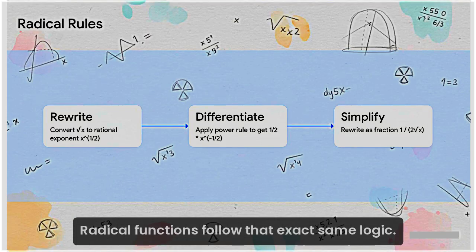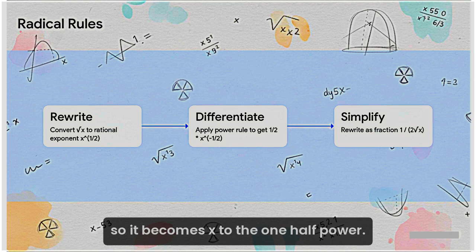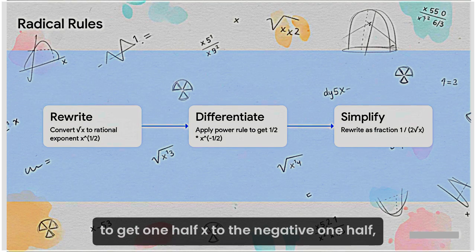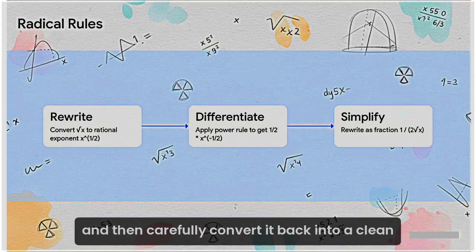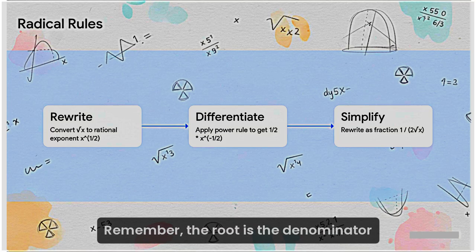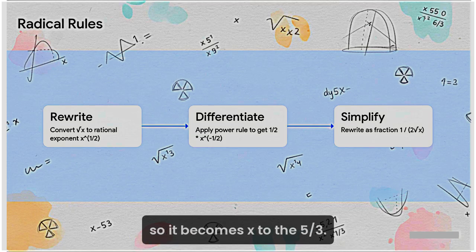Radical functions follow that exact same logic. Just rewrite the square root as a fractional exponent, so it becomes x to the 1/2 power. Use your trusty standard power rule to get 1/2 x to the -1/2, and then carefully convert it back into a clean radical expression. For the cube root of x to the 5th, remember the root is the denominator and the power is the numerator, so it becomes x to the 5/3.